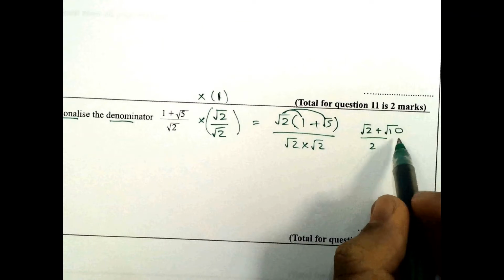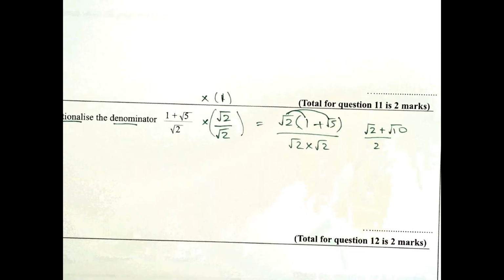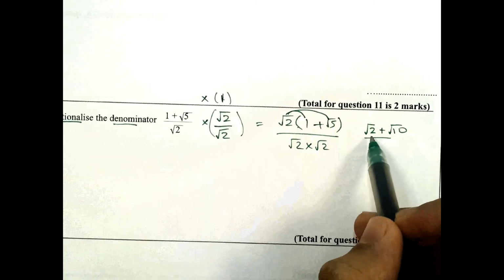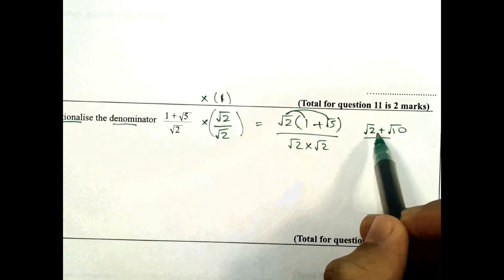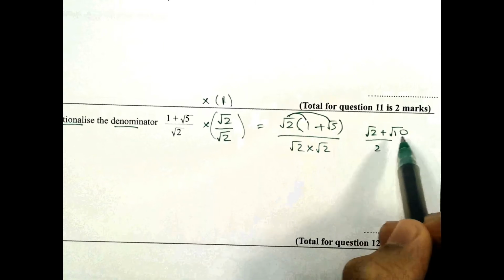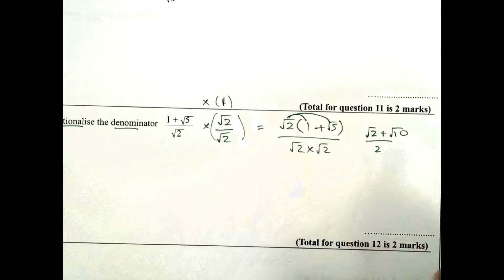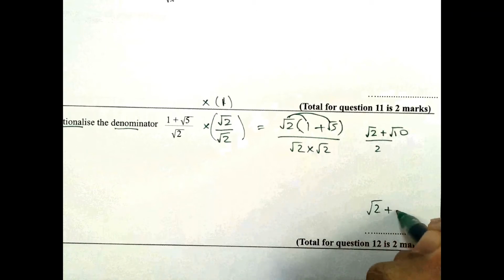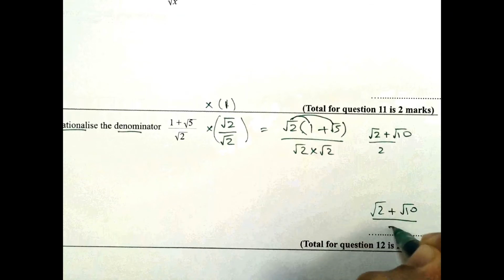Now, some of you will look at that and think, oh, can I collect those two together? Now, you're not allowed to do that. Just like with algebra, if you consider that these are two different terms, so that's like x and y, when you're adding x add y, you can't put it together and write xy. You're allowed to do that when you're multiplying, but not when you're adding. So in this case, that is the answer. Root 2 plus root 10 over 2.